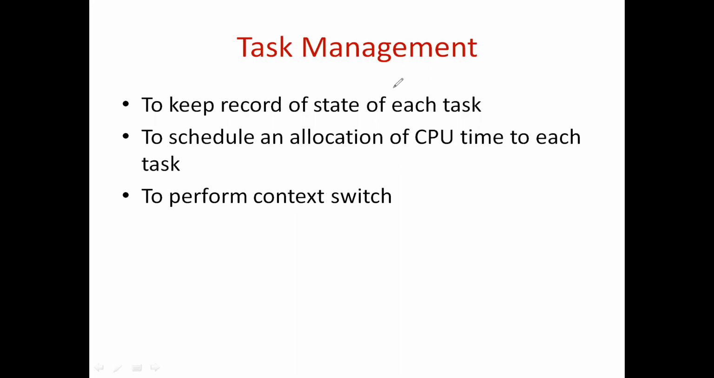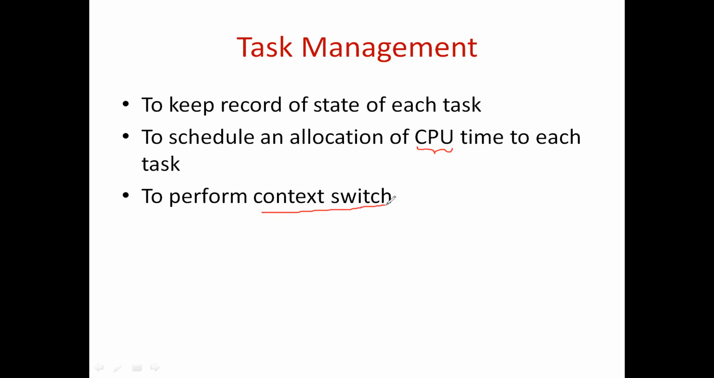The task management module, or what we always call the executive, has different functions. One is to keep a record of the state of each task. You know that in a real-time operating system, there will be n number of tasks running simultaneously. So the function of the task management is to keep the record of the state of each task, in which state the tasks are, and to schedule an allocation of CPU time to each task. It should decide which task should be given the CPU, and to perform the context switching.